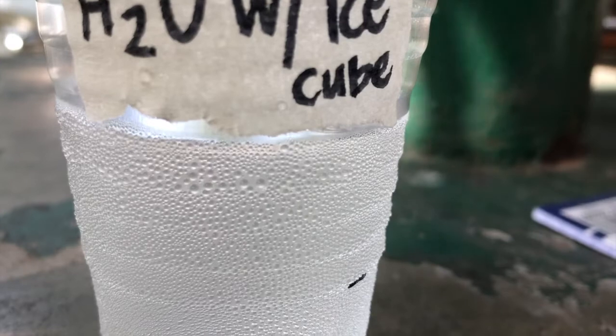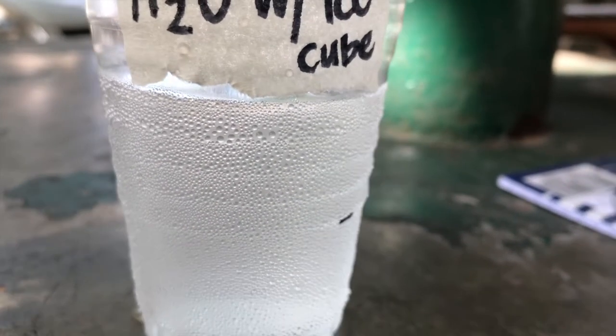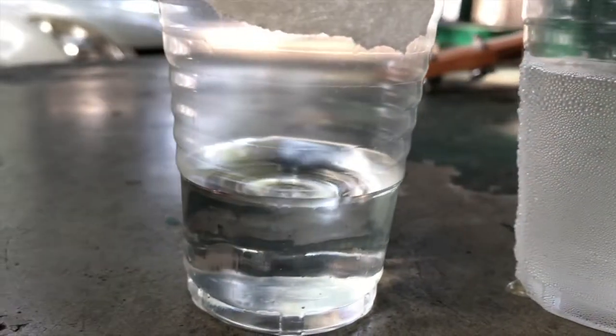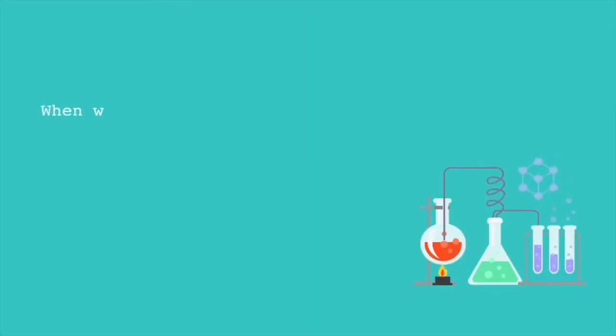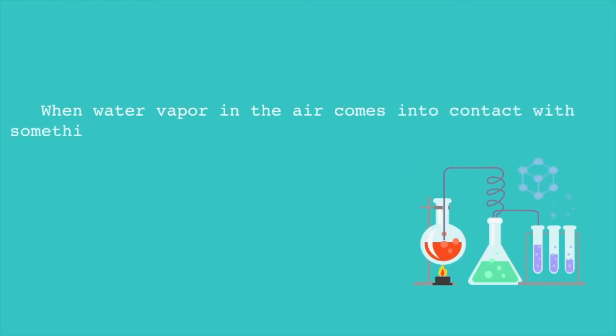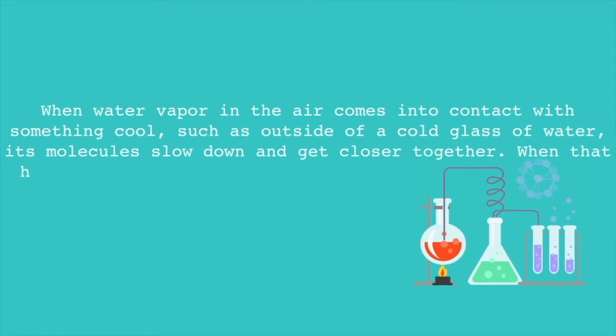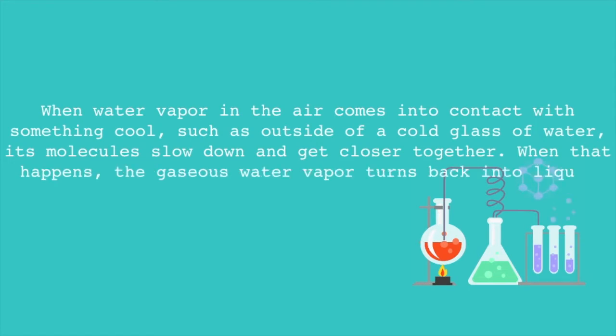After 10 minutes, condensation occurred in sample B, which is water with an ice cube. When water vapor in the air comes into contact with something cool, such as the outside of a cold glass of water, its molecules slow down and get closer together. When that happens, the gaseous water vapor turns into liquid water droplets. That is condensation.